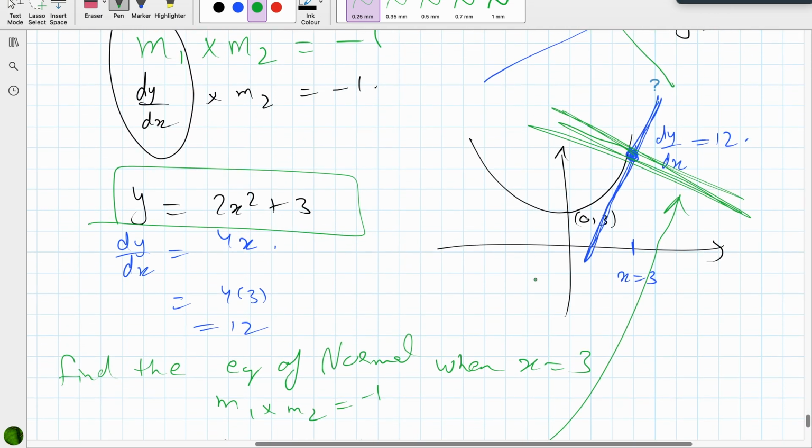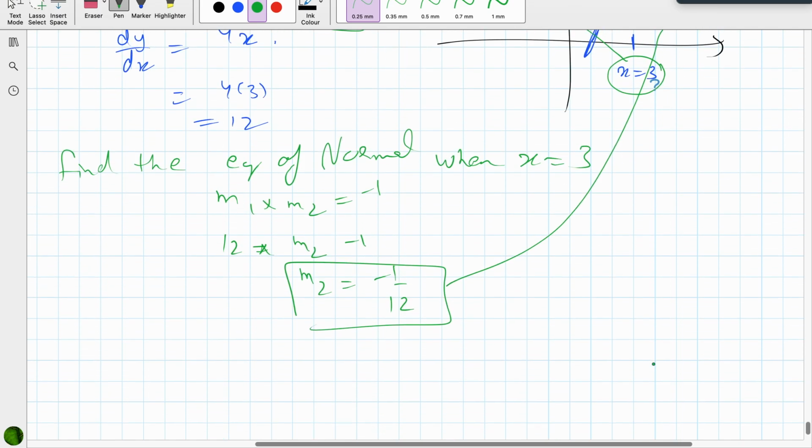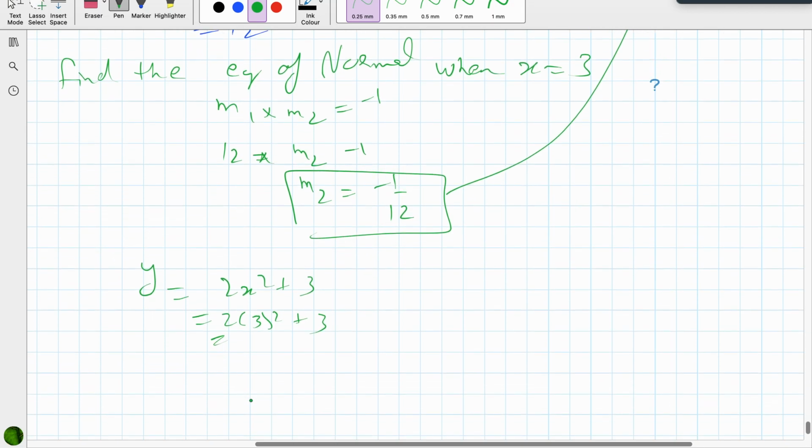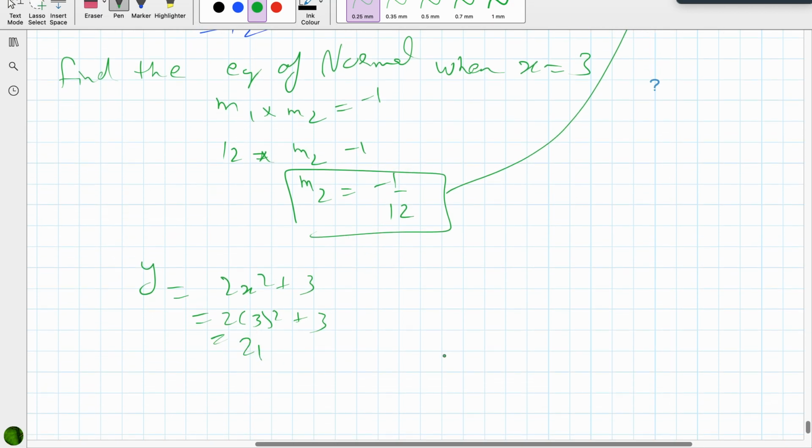Now I know the gradient for this normal. To find the equation, I need to find this point of intersection. And what was the x? x was 3. What will be y? y is equal to 2x squared plus 3. y will be 2 times 3 squared plus 3. 3 squared is 9, 9 twos are 18, 18 plus 3 is 21. So it is 3 comma 21. Now we know everything we needed to know.